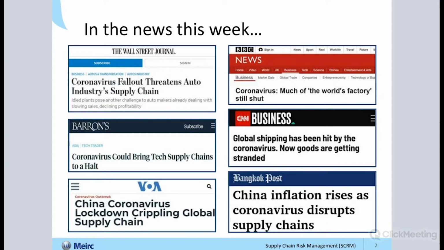All you have to do nowadays is go on your internet browser, go on your social media. This week, at least, the headlines that we're seeing are all to do with the novel coronavirus, and a lot of those headlines specifically are to do with the disruption the coronavirus is having on supply chains.